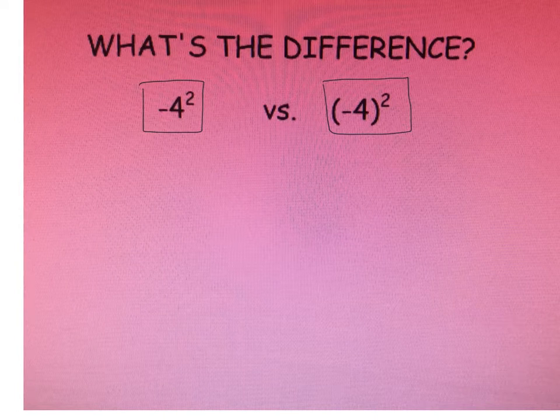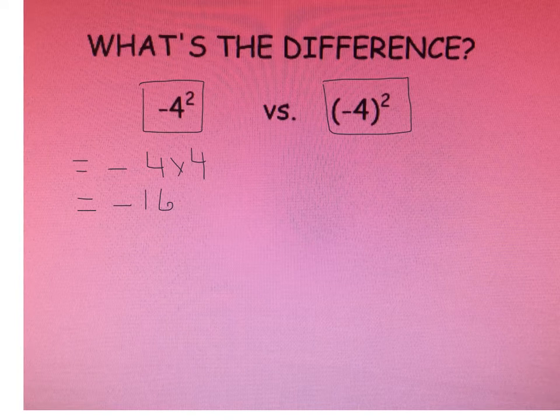On the left-hand side of this problem, the negative 4 squared tells us to take negative and then 4 squared, which is 4 times 4. The negative is not included with the exponent. It's not negative squared, it's just 4 squared. And so in that case, I have one negative, and 4 times 4 is 16, so my answer is negative 16.